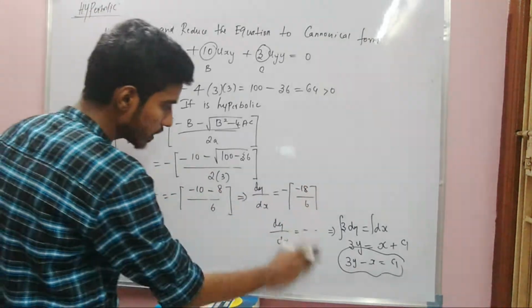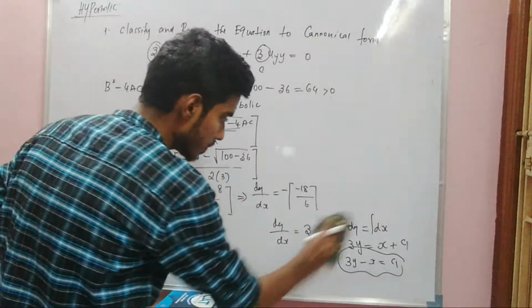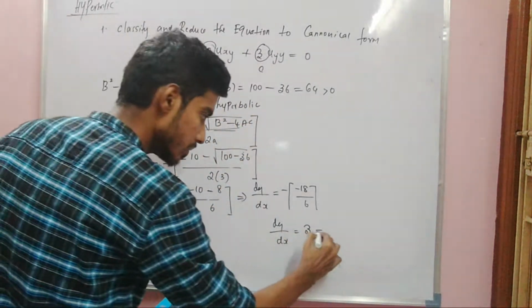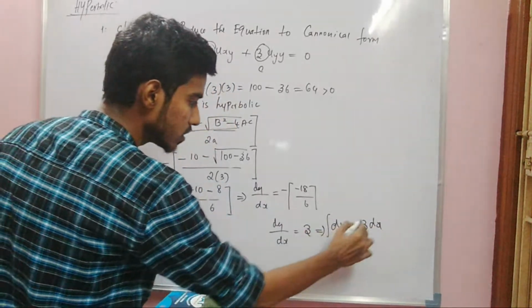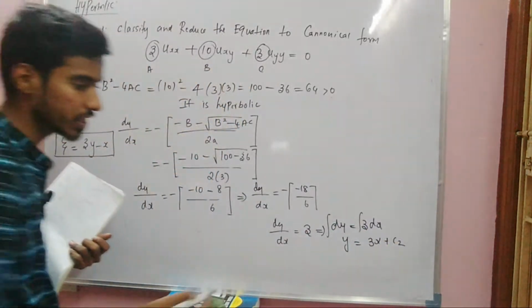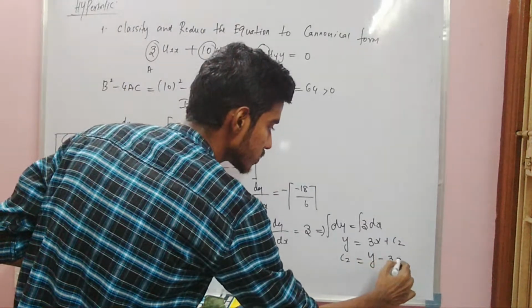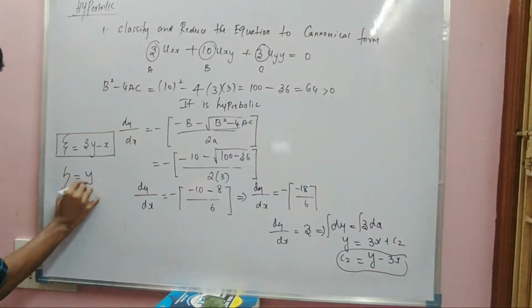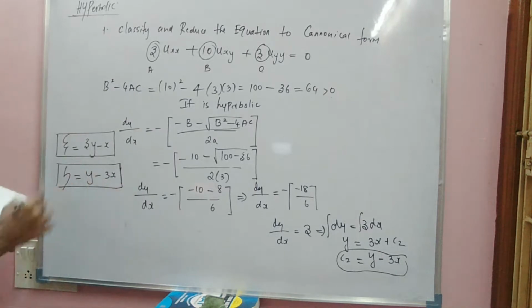So here we are going to have only 3, right? dy by dx is equal to 3. So this will be dy is equal to 3 dx. So if I integrate this, we will have y is equal to 3x plus c2, right? So therefore c2 is equal to y minus 3x, that is eta is equal to y minus 3x. So these two are the characteristics, right?